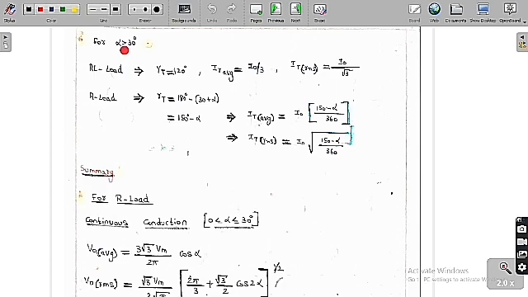For alpha greater than 30 degree, I have already told you that for RL load, it is always continuous conduction mode. No matter whatever the alpha, it is always continuous conduction mode. Therefore, the conduction angle of the thyristor is equal to 120. So IT average is equal to IS average is equal to I naught by 3, whereas IT RMS is equal to IS RMS is equal to I naught by root 3. This is the same as that for alpha less than 30.